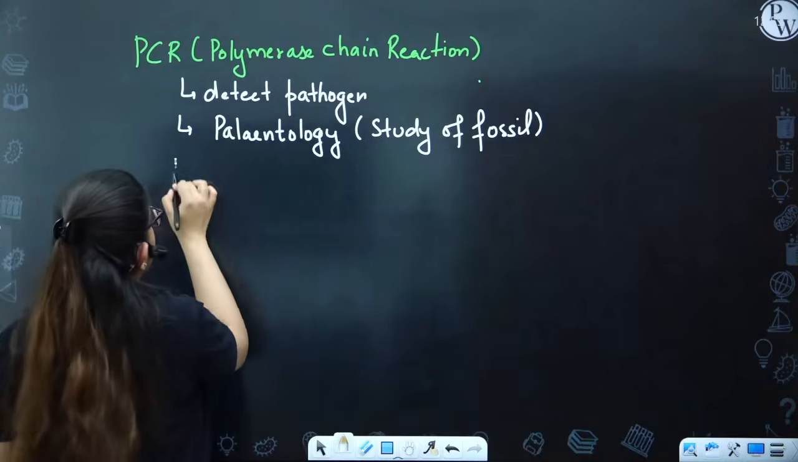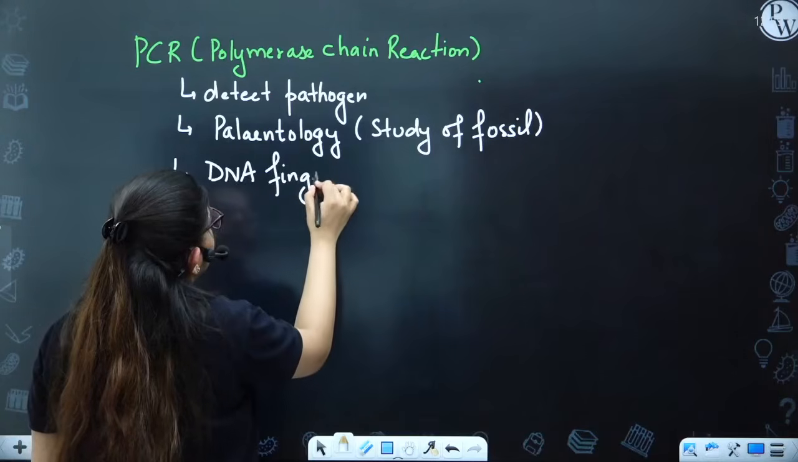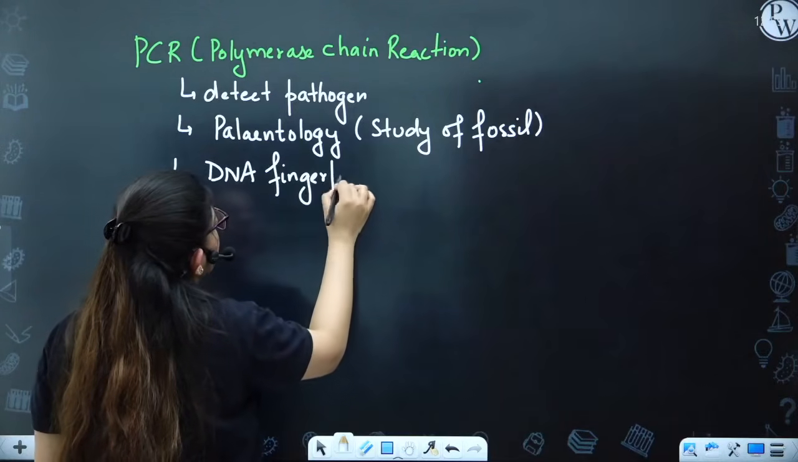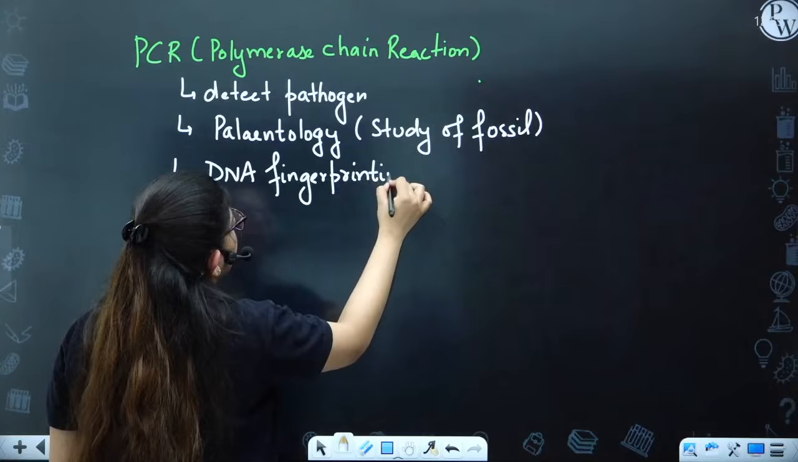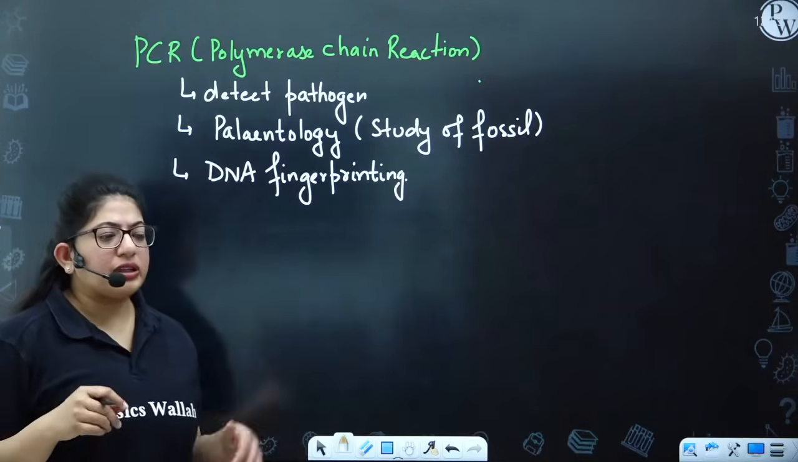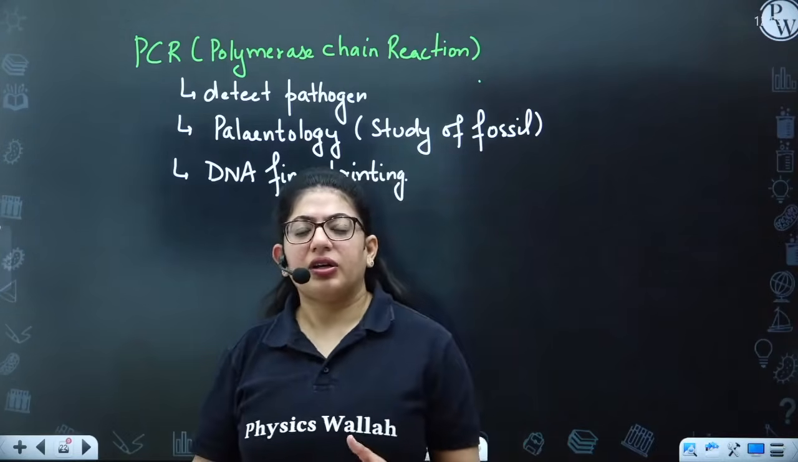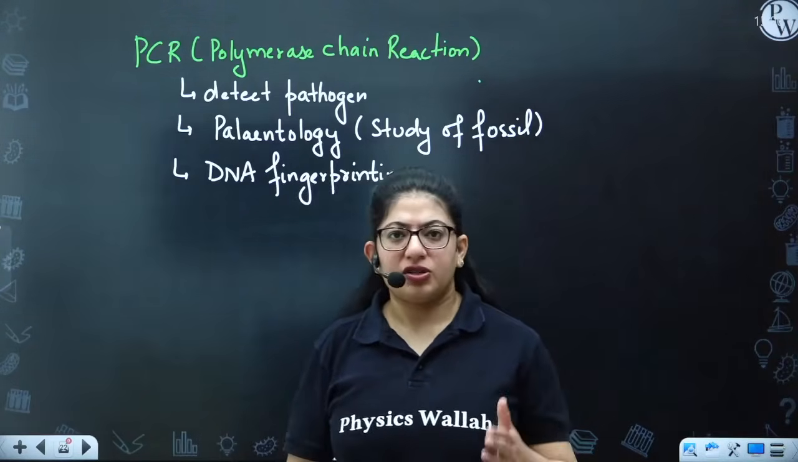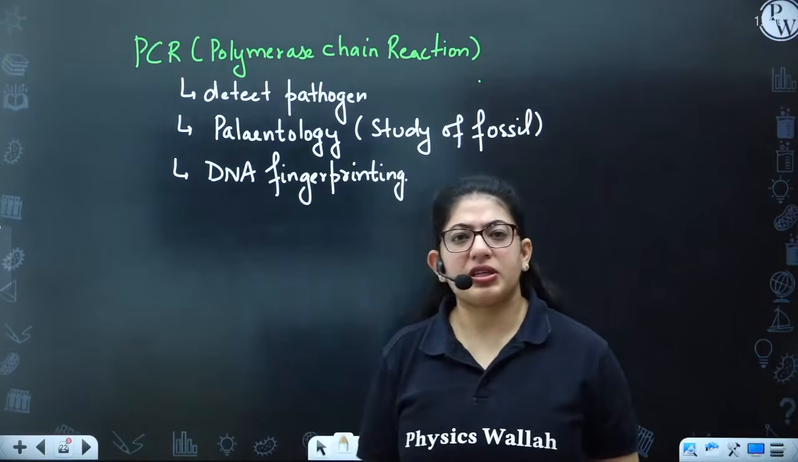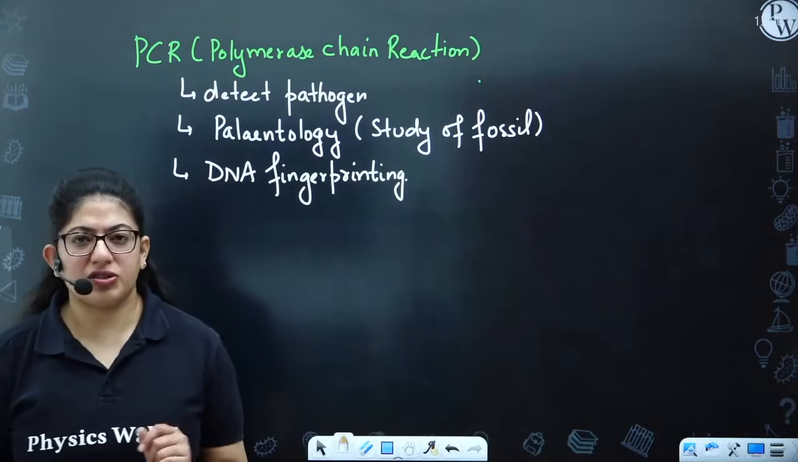Otherwise you can also use it for DNA fingerprinting to check family disputes, whether this child belongs to these parents or not, like a father-son relation. Or at a crime scene you can check samples of hair or blood, right, and then match them with the suspect. The one which matches, that person is the criminal, just like that. So there are certain other applications of PCR as well.